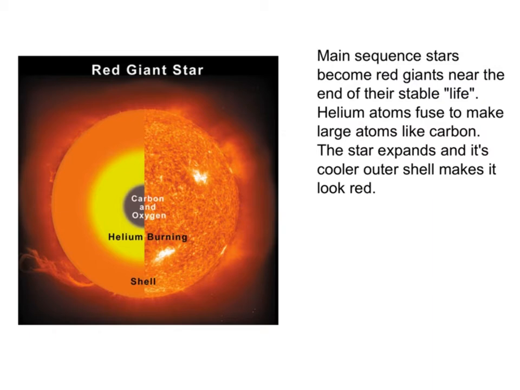During the billions of years that a main sequence star is stable, the hydrogen, which is the main ingredient of that star, is fusing to make helium. Over time, that hydrogen is going to get used up, but then the helium atoms will start to fuse together to make larger atoms. Carbon will begin to form, and then oxygen. As the helium atoms get used up and carbon forms, the larger the atoms that are forming, the less stable that star is.